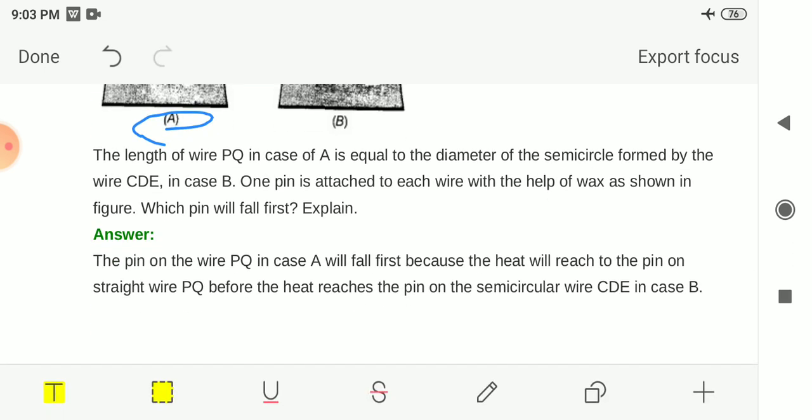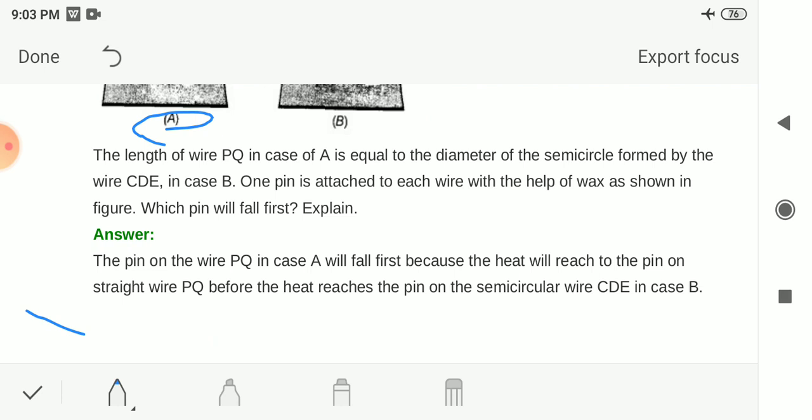The pin on the wire PQ in case of A will fall first because the heat will reach the pin on a straight wire PQ before the heat reaches the pin on the semicircular wire CDE in case of B. So these are the solutions of the exemplar book of chapter 4.